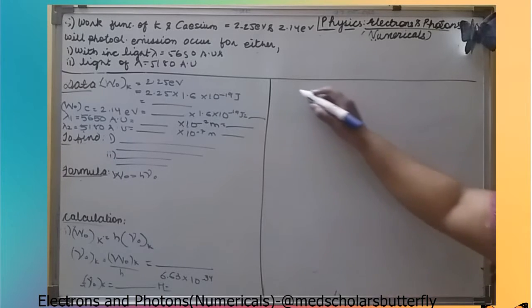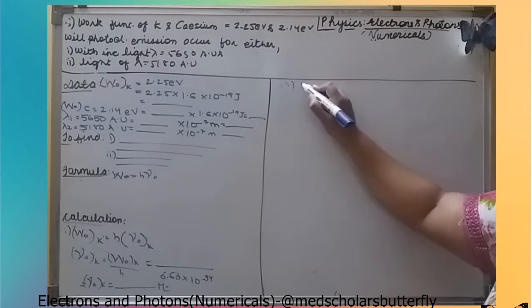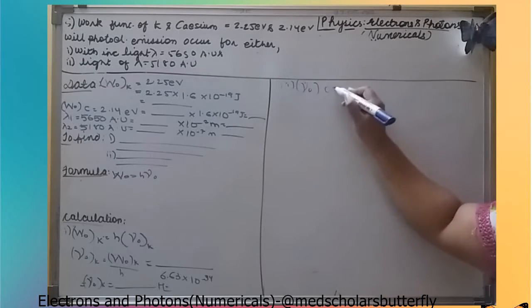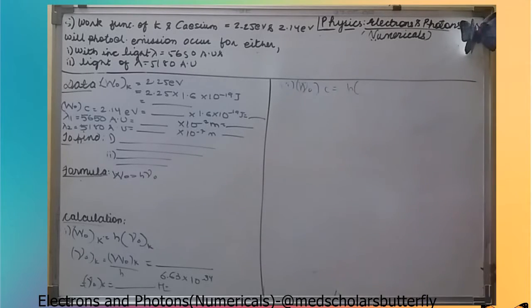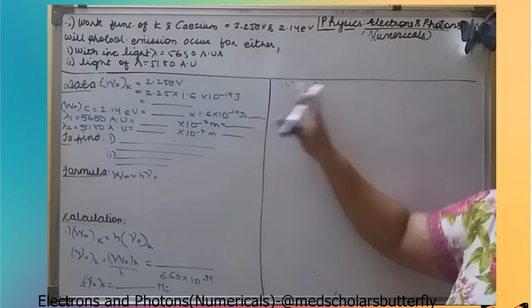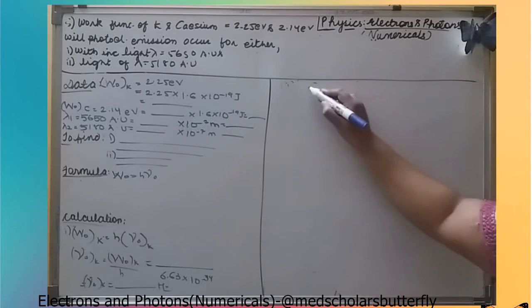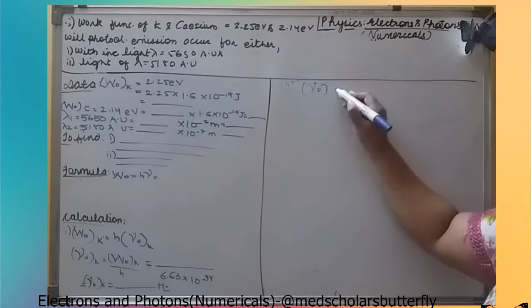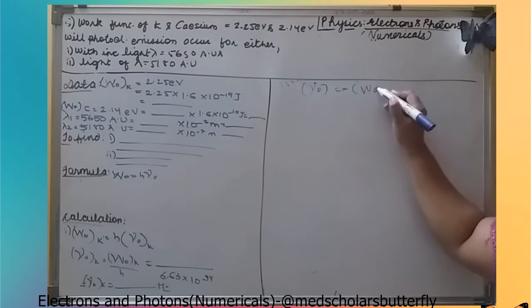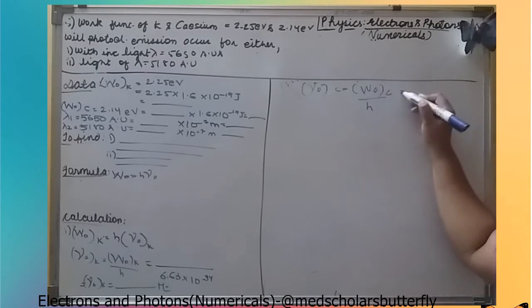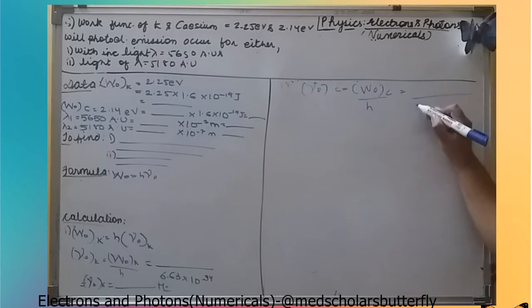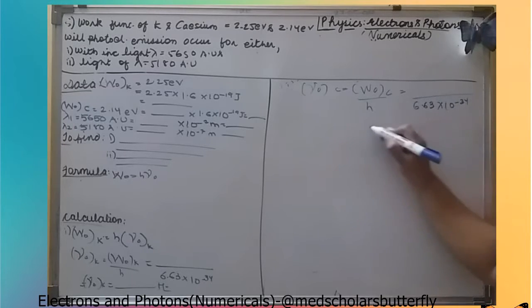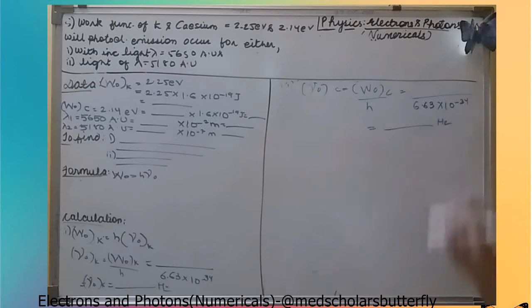Same way for cesium, nu 0 for cesium is equal to W0. No need to write down this formula again. We will write down directly. For cesium, nu 0 is equal to W0 cesium upon h. What is W0 cesium? You will get from here. Write it down. Again divided by 6.63 into 10 raised to minus 34. You will get your answer in hertz.